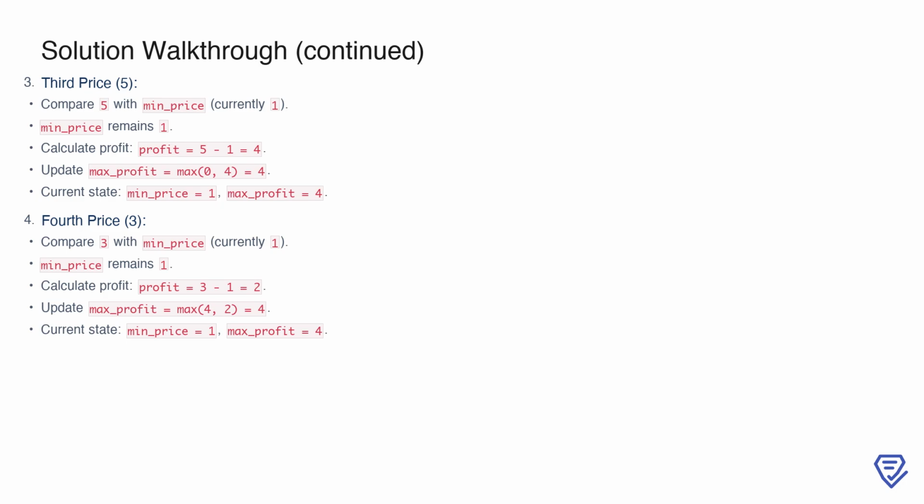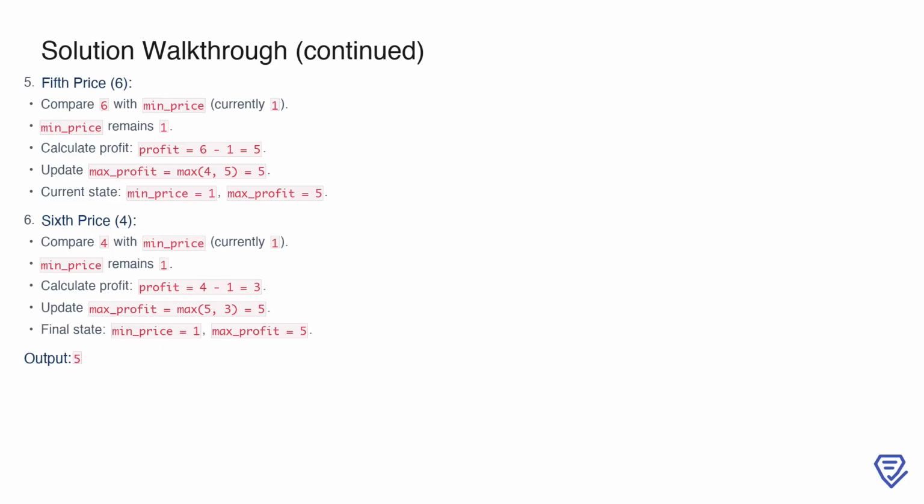On day 4, the price drops to 3. Comparing 3 with the current min_price of 1 shows that min_price remains unchanged. The profit for this day is calculated as 3 - 1 equals 2. Since this is less than the current max_profit of 4, we don't update max_profit. The state remains min_price equals 1 and max_profit equals 4.